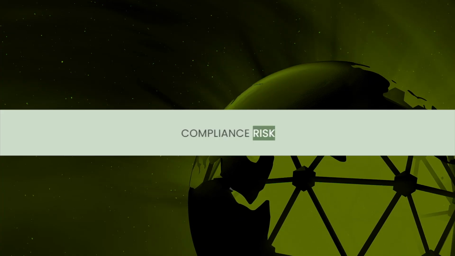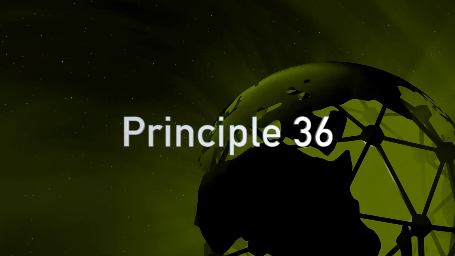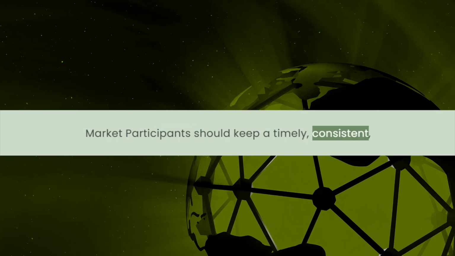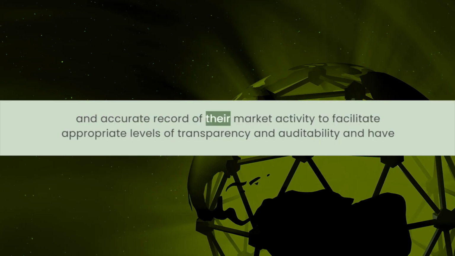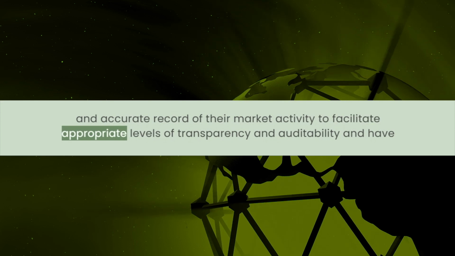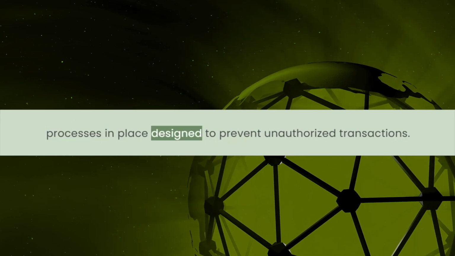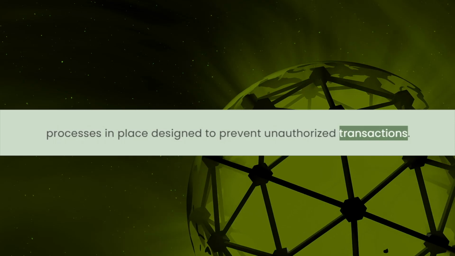Compliance risk. Principle 36. Market participants should keep a timely, consistent, and accurate record of their market activity to facilitate appropriate levels of transparency and auditability, and have processes in place designed to prevent unauthorized transactions.